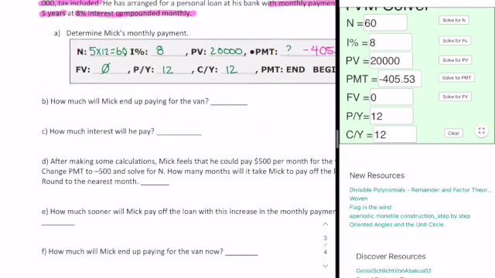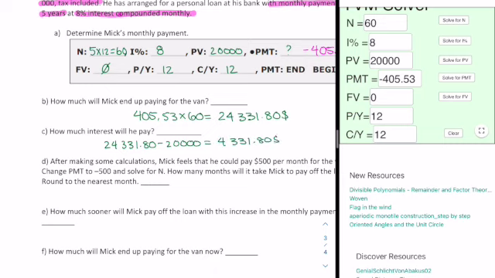So how much will he end up paying for the van? We're going to do 405.53 times 60 payments. That gives you $24,331.80. And then how much interest is he paying? So you take away the $20,000 he had before, that was already in the price of the vehicle. That's how much he had to pay to begin with. And you'll get $4,331.80.